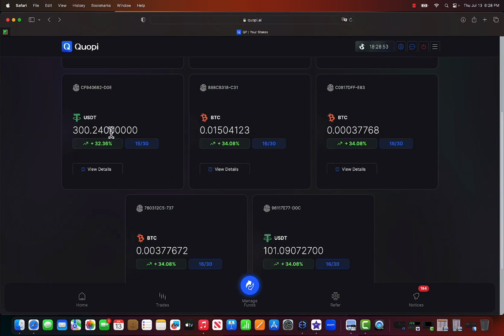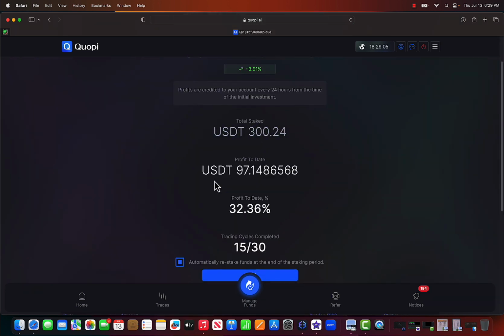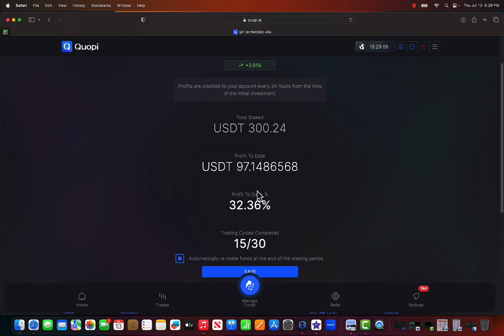We also have one more up here for USDT. It has been staked for one day less, but it's three times the amount of money. This one is $300. Let's go ahead and click on that one. And that $300 has made $97.14, which is a 32.36% return.